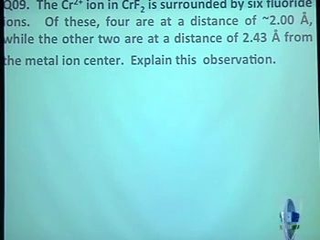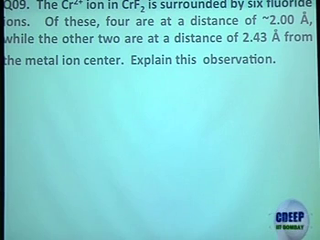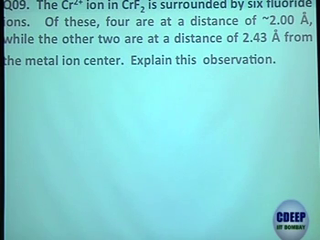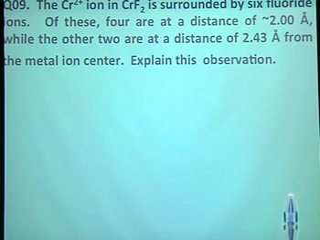Now, the chromium 2+ ion in CrF2 is surrounded by 6 fluoride ions. A clear-cut statement is given: it is CrF2, but it is surrounded by 6 ligands. Of these, 4 are at a distance of 2 angstrom, which are shorter, and the other 2 are at a distance of 2.43 angstrom. Explain this observation.